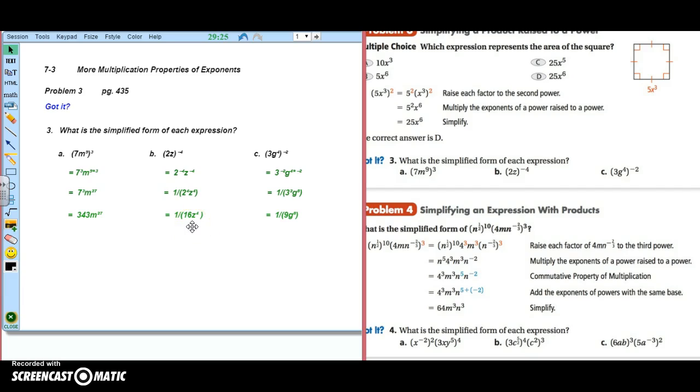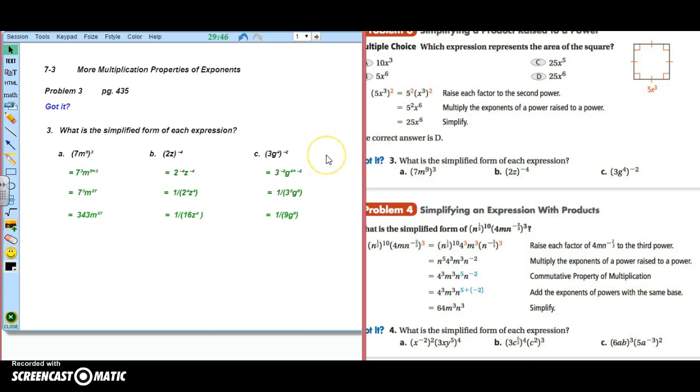I have the 16z to the 4th in parentheses so that whoever's reading this, you can see that that whole thing is supposed to be in the denominator. It's 1 over all of that. If I didn't have the parentheses there, someone might question whether the z to the 4th should be in the denominator or not.